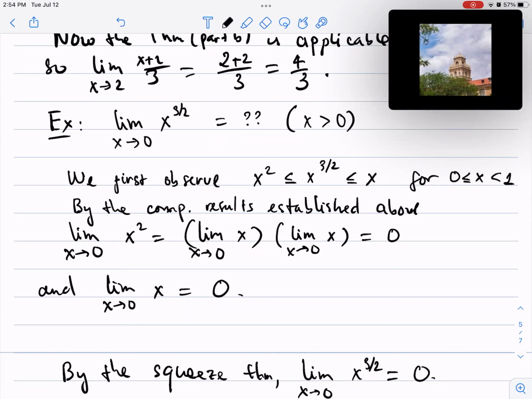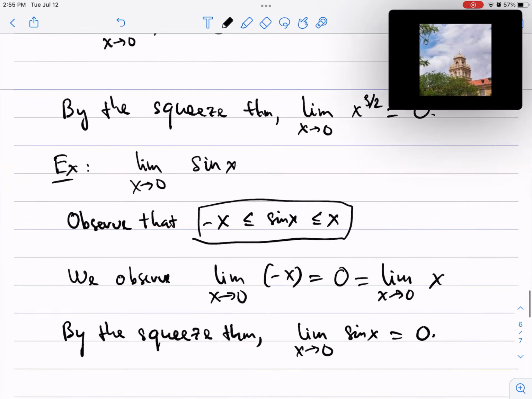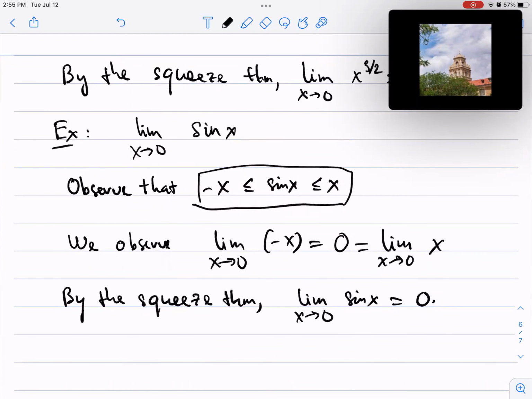So by the compatibility results established above, the limit of x squared when x approaches 0 equals 0 times 0, which equals 0, and the limit of x when x approaches 0 equals 0. That's why we can apply the squeeze theorem to conclude that the limit of x to the 3 halves is equal to 0. The final example, the limit of psi of x when x approaches 0, follows from a very similar argument. We use the squeeze theorem to show that the limit here is equal to 0.